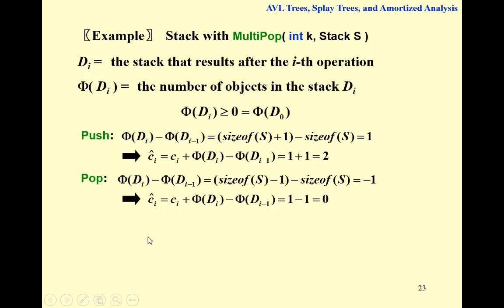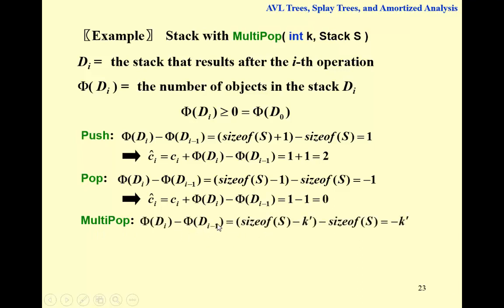And for multi-pop, before the multi-pop, suppose that the size of the stack is this. Then after multi-pop, suppose we have popped k prime elements out. So the result will be -k prime. Now plug it into this equation. We see the amortized cost will be the actual cost, where the actual cost is just k prime, if we are supposed to pop k prime elements out.